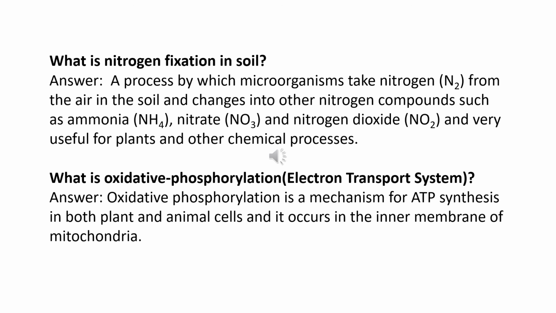So what is another term that is called oxidative phosphorylation? That means it is another name for the electron transport system. What happens in oxidative phosphorylation is a mechanism for ATP synthesis in both plant and animal cells, and it occurs in the inner membrane of mitochondria.